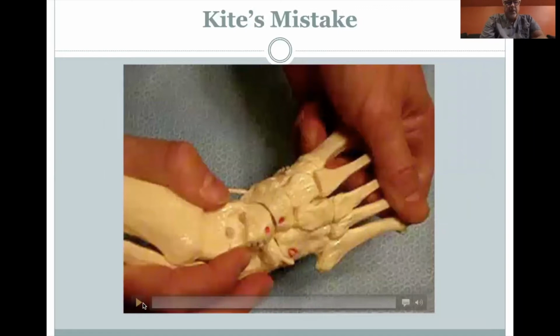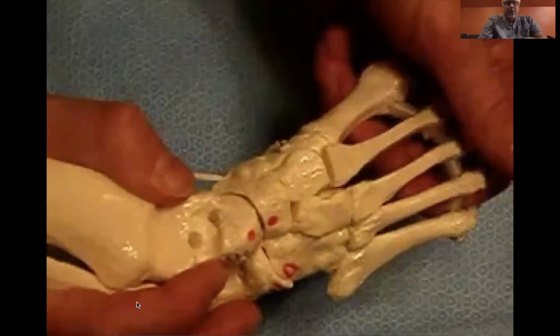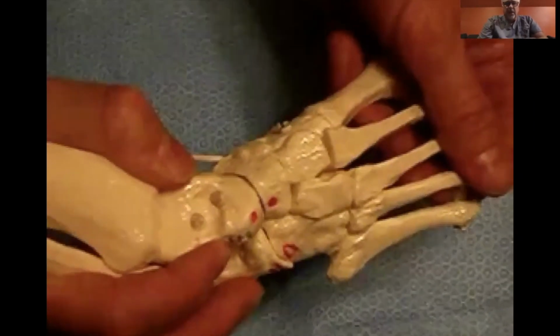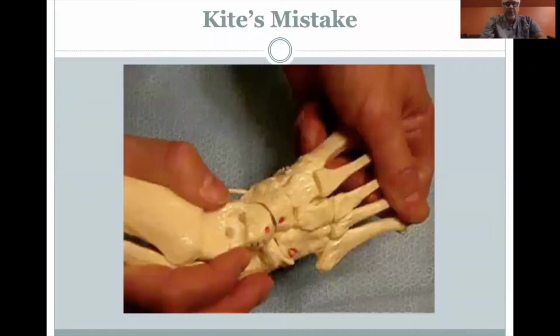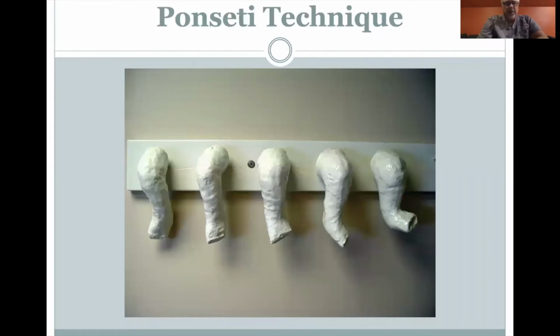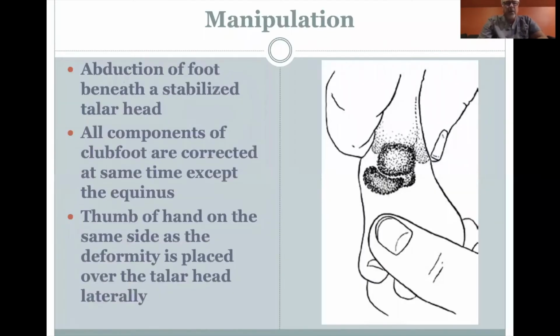Let's go back to Kite's method here. This shows Kite's method again, using the calcaneus as a fulcrum and breaking through Lisfranc's and Chopart's joints. Like I said, the Ponseti method is a series of casts to gradually correct the deformity, where you abduct the foot, which is stabilized beneath the talar head. All components of the clubfoot are corrected at the same time except for the equinus, and that's a really important concept to remember.